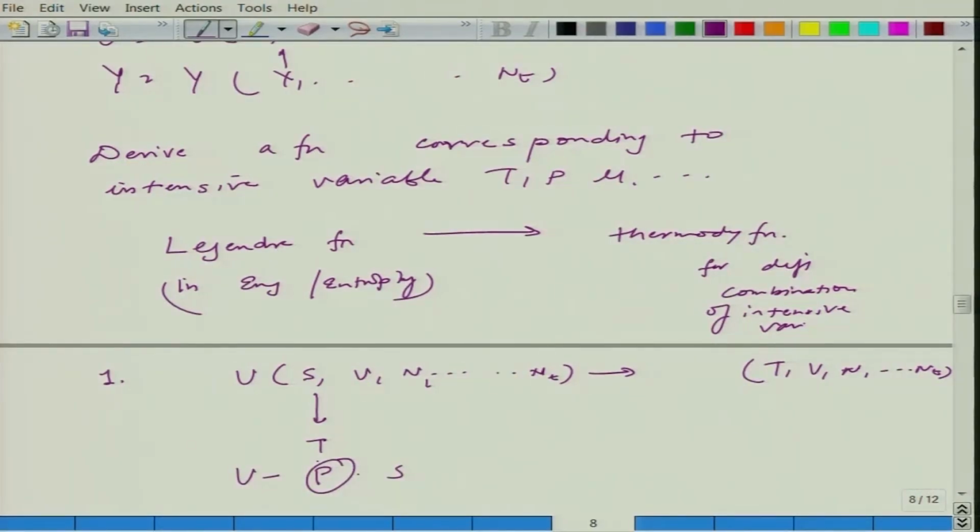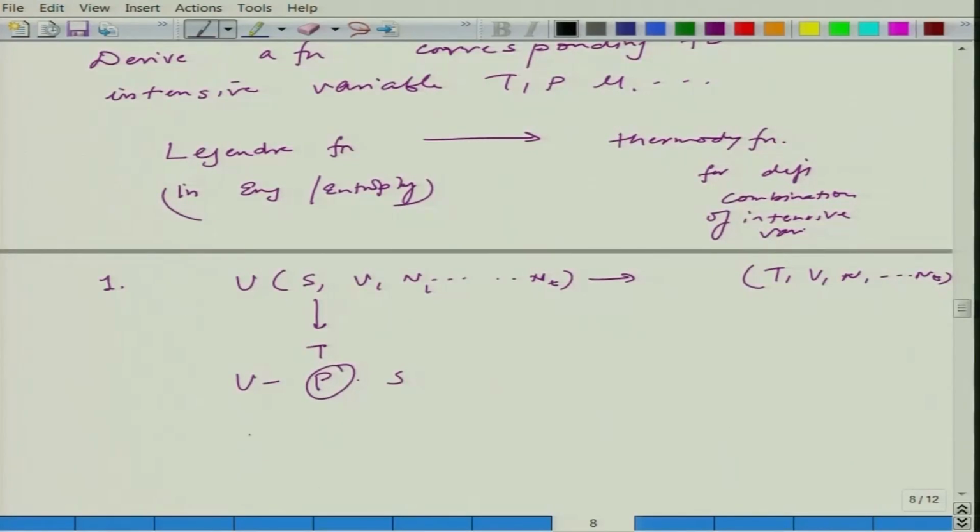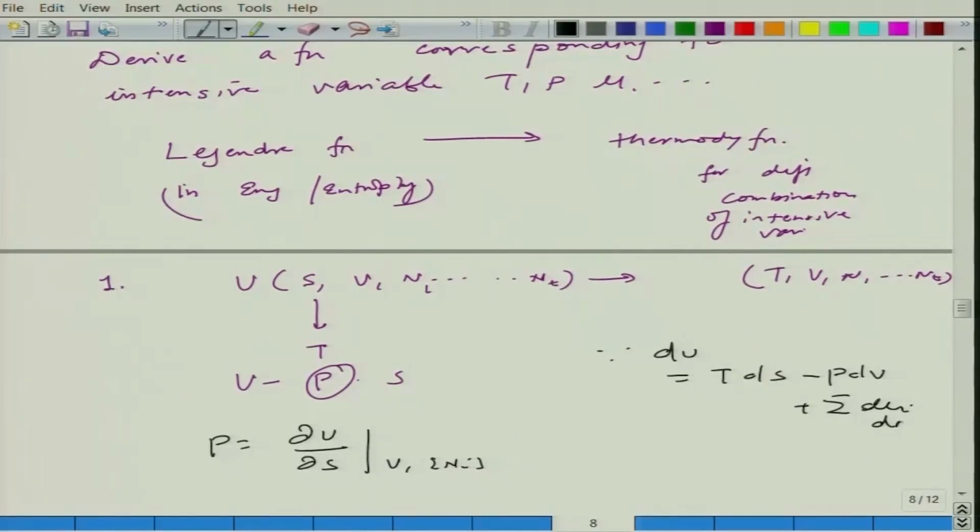So, we do not know what S is at this point. So, let us first come up with the slope, T. So the T here is nothing but the derivative, del U by del S at constant V, and all Ni's constant. Okay. So this is the slope, right, by definition, and if you look at the basic thermodynamic function in differential form, dU is T dS minus P dV plus summation mu i dNi. So, for the case of V and Ni constant, dU by dS is nothing but T.